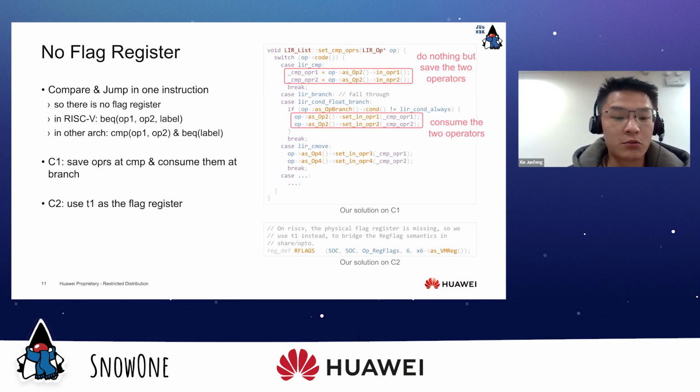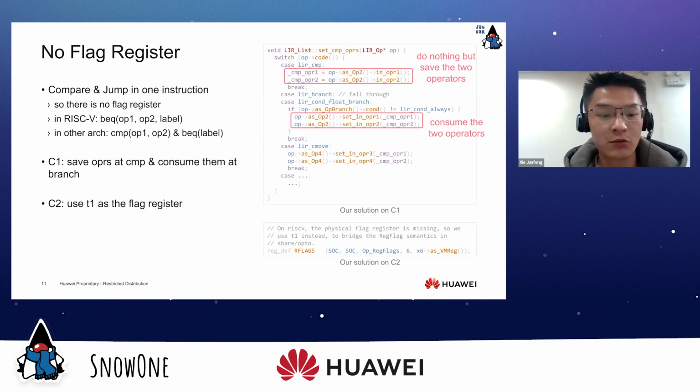Our solution is that we do nothing but save the 2 operators temporarily to these 2 variables, CMP OPR1 and CMP OPR2, when we get a CMP code. After some time, when we get a branch code, we consume the 2 operators we saved before. That is to say, we move the operation of compare to branch. We do the same thing when we got CMove.